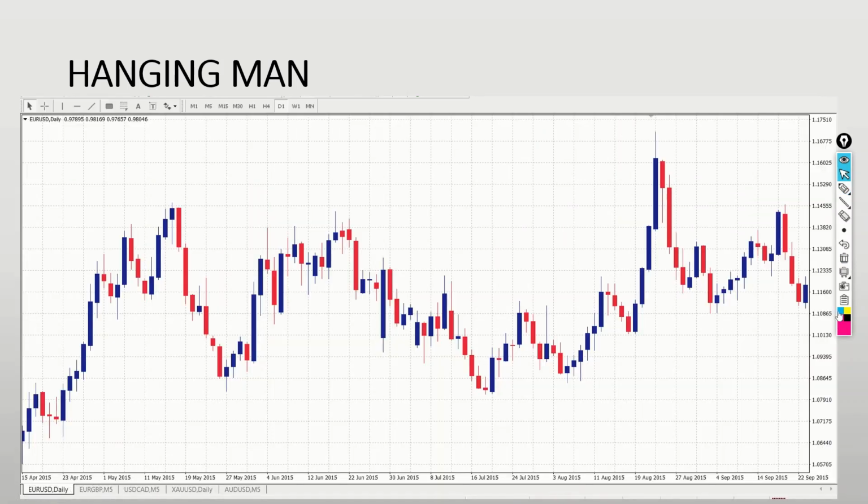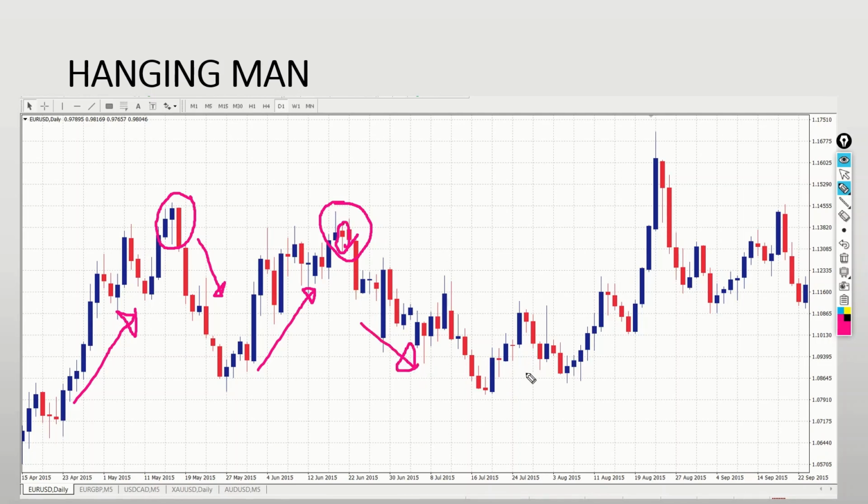So when we look at the chart right here, can we spot a hanging man? The first thing we have to look for is a clear uptrend, and here the price formed an uptrend, and then at its tip formed the hanging man, then the price went down. Here the price went up, formed the candlestick pattern right here. This looked like a hanging man, this red candle, and then the price went down.